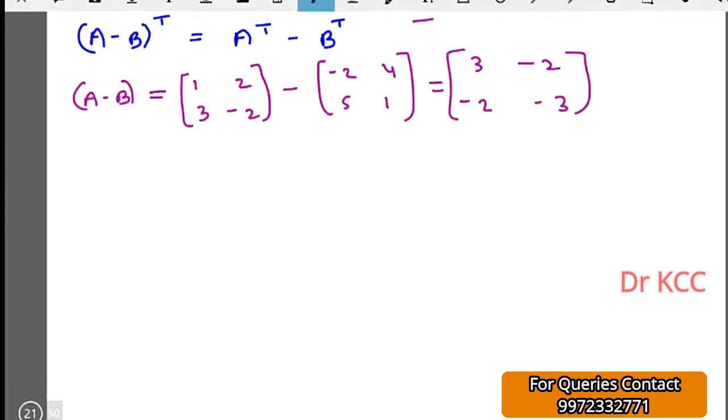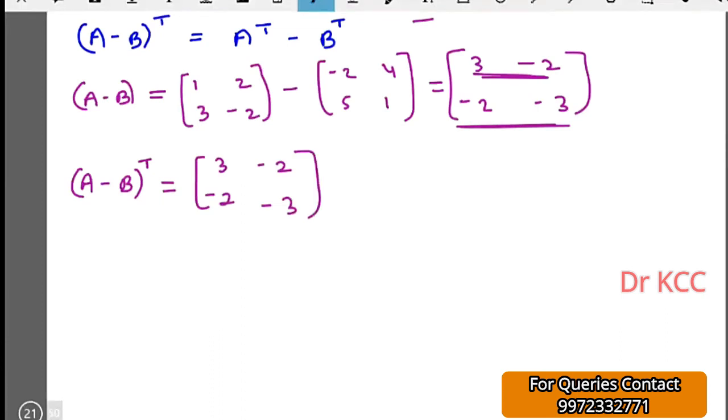This is your A minus B, but you need to apply the transpose now. A minus B whole transpose. What is A minus B whole transpose now? Apply transpose for this matrix now. What do we get? 3 minus 2. I'm changing row into column, then minus 2 minus 3. So we'll keep it aside. Then we'll go for A transpose minus B transpose.